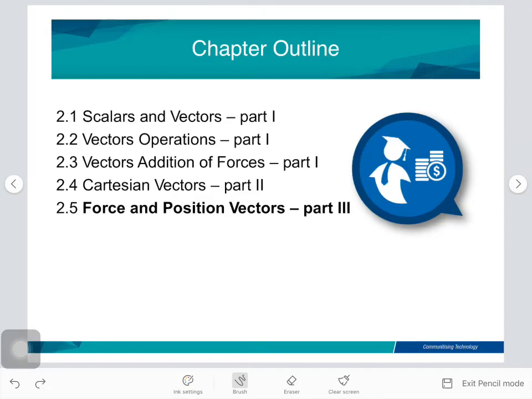Now we are going to continue our new topic on force and position vector, which is the last topic for chapter 2 part 3. The objectives of the lecture today are, first, to explain what the position vector is. Second, what the force vector directed along a line is. And the third is to explain what the dot product is. Therefore, at the end of the lecture, students should be able to apply force and position vectors and the dot product in solving problems in mechanical systems.